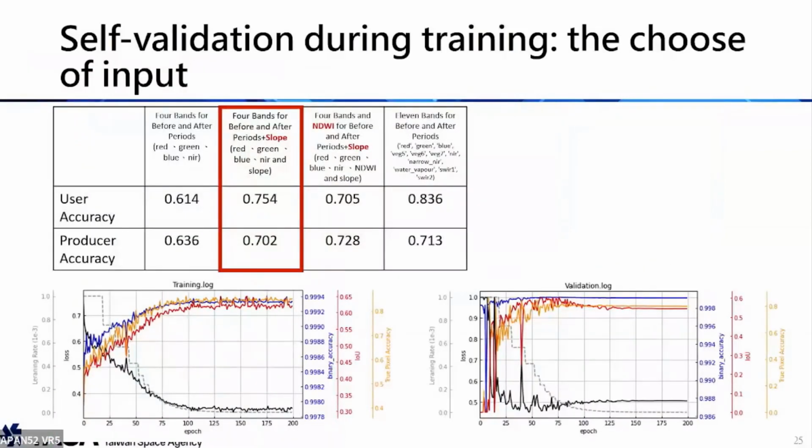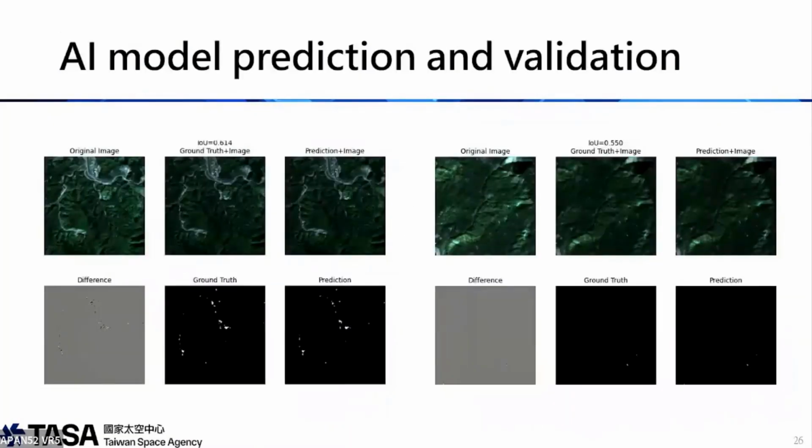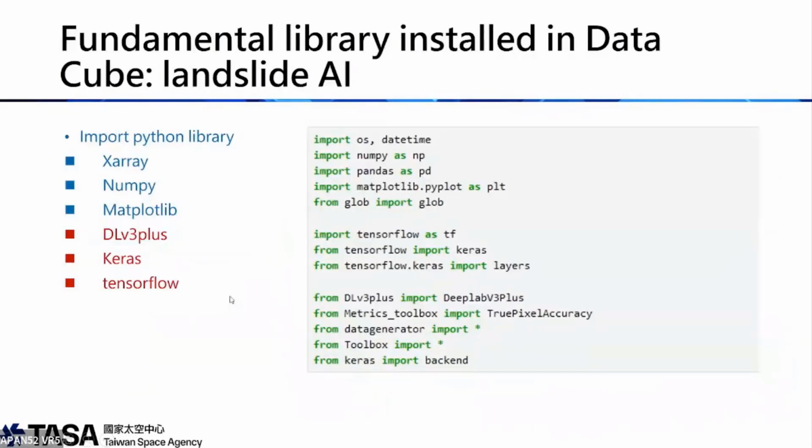This is the training log for the AI model training part. Because we have less time, I'll skip the detail of that. After the AI model is trained, we choose a few of the testing data for the AI model prediction, and we use the ground truth produced from the SLEEP product for the AI model validation. This is the image data for the validation, with the difference of the prediction and the ground truth.